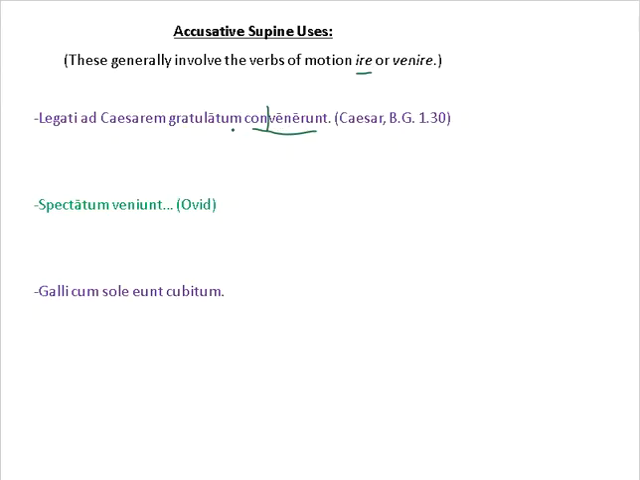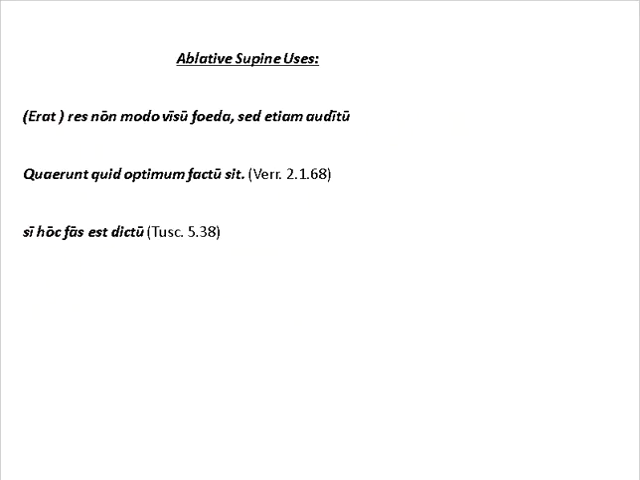So accusative supines will express purpose with these verbs of motion. So legati, the lieutenants or the ambassadors, convenerunt, they came together, gratulatum, to congratulate. They came to Caesar to congratulate him. All right, ad Caesarem. Here, spectatum veniunt, you don't have a subject expressed, but veniunt, you notice, is third person plural. So they come spectatum, to see or to watch. Galli, these are roosters. Cum sole eunt cubitum. Right, eunt, they go. So the roosters go cubitum, to bed, cum sole, with the sun. Right, in other words, they hit the hay at sunset.